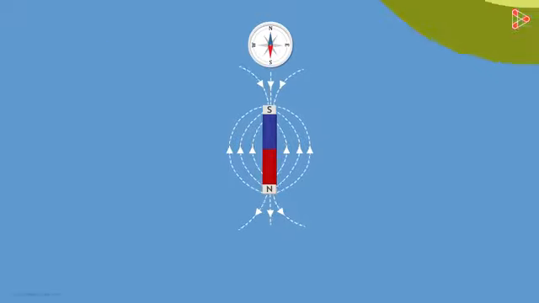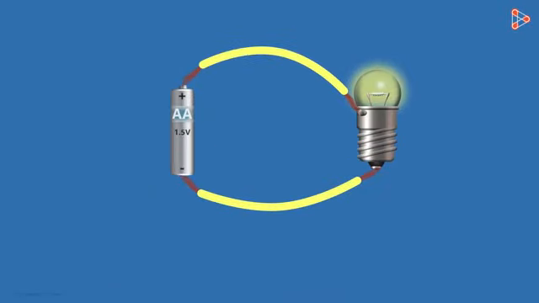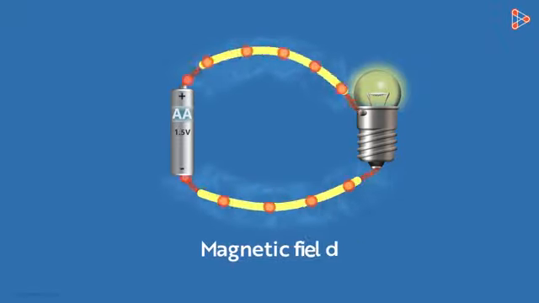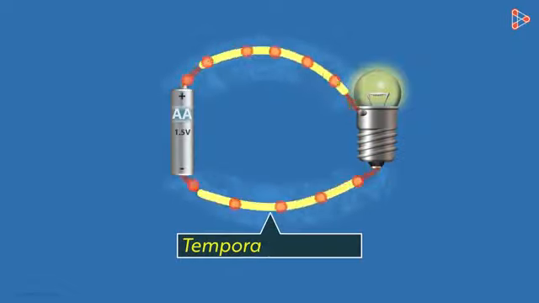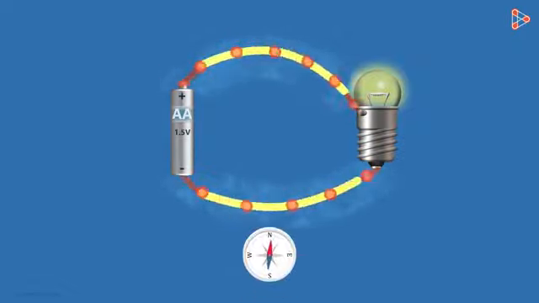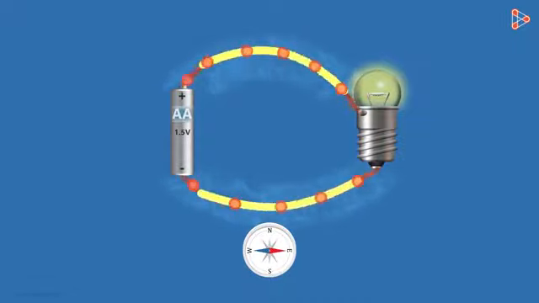With this knowledge in mind, let's go back to our copper wire. Here, the electric current in the wire produces a magnetic field around the wire. Or in other words, the wire becomes a temporary magnet. This is the reason that the compass needle deflects when brought near this wire.